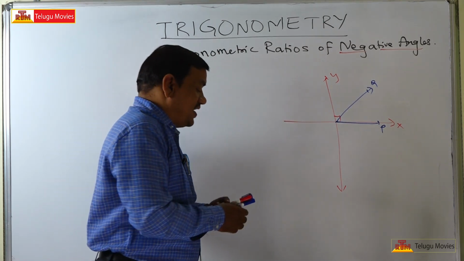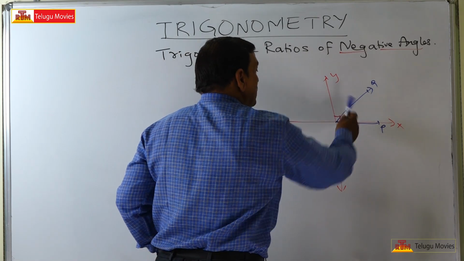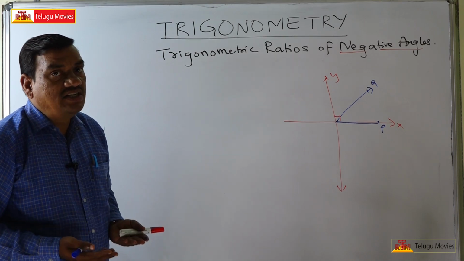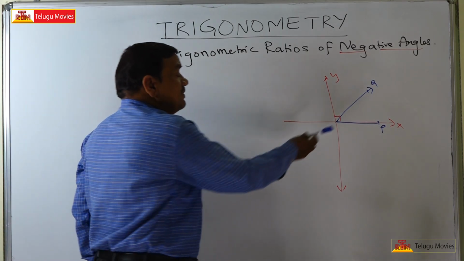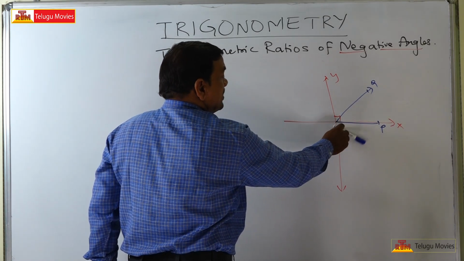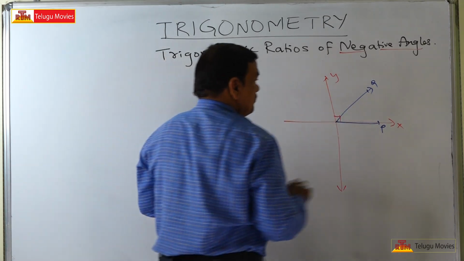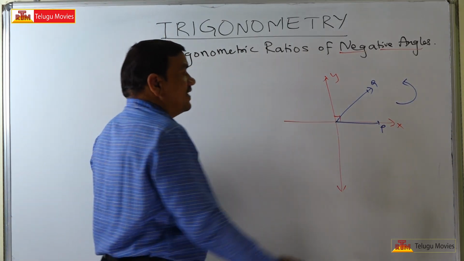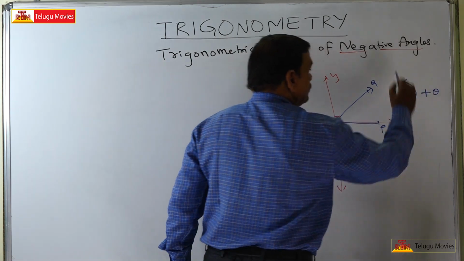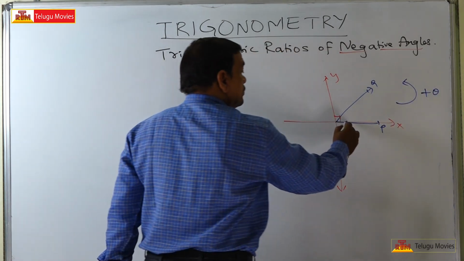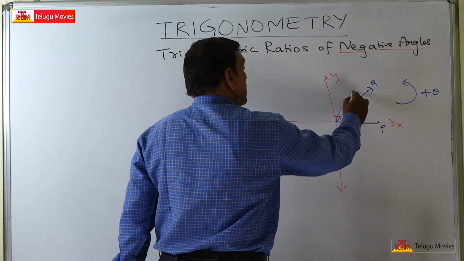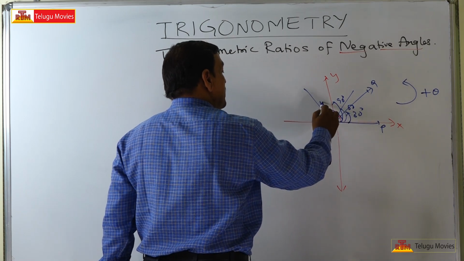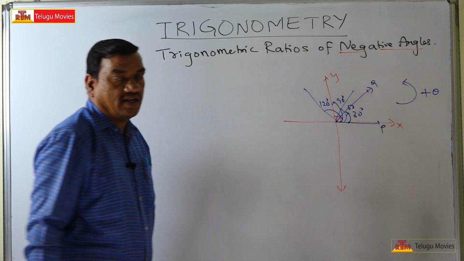Now, when we say it is rotating, definitely there will be two types of rotations. One is clockwise rotation, another one is anti-clockwise rotation. If it rotates in an anti-clockwise direction, in this way, then the angle is treated as a positive angle. So this is 30 degrees. If it comes here, this is 60 degrees, and here 90 degrees. If it comes here, some 120 degrees, like this: positive angles.